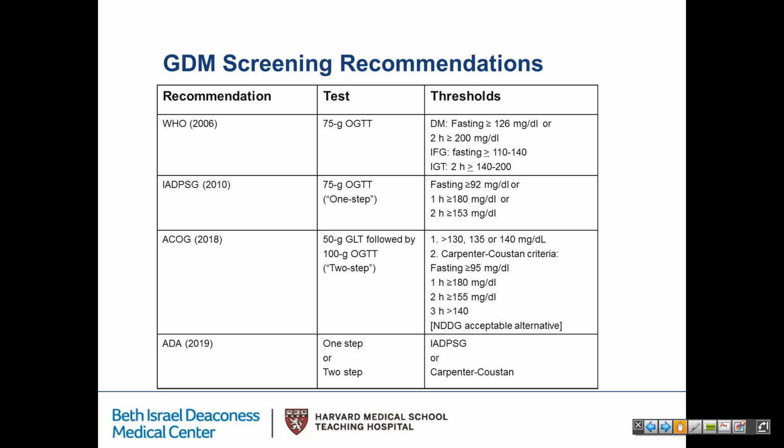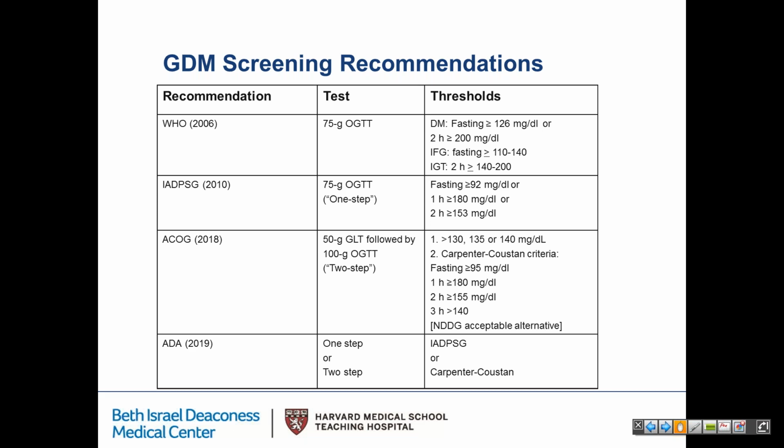There are subtleties to the differences in the proportion of the population that's diagnosed as positive, depending on the thresholds you use. But most folks in the United States have at this point adopted the Carpenter-Coustan criteria if they're going to use a 2-step testing paradigm, which is a fasting of greater than 95, a 1-hour of greater than 180, 2-hour of 155, or a 3-hour value of 140.